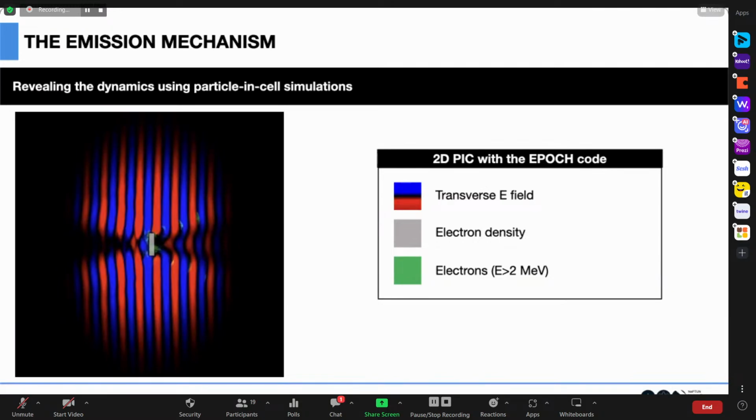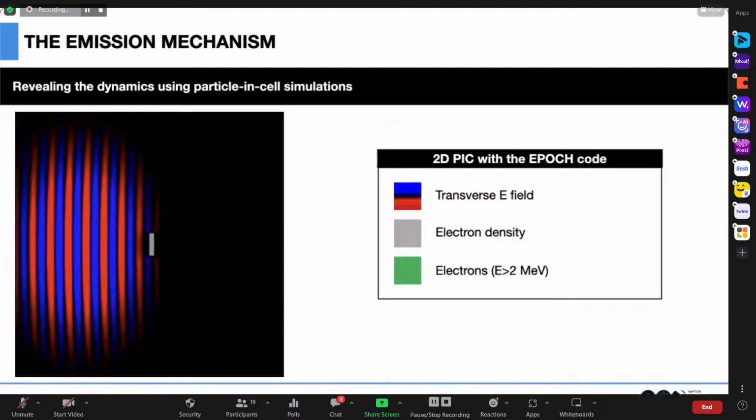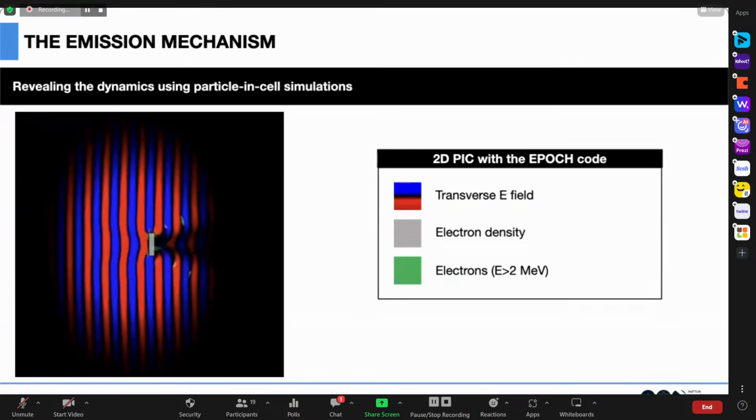The blue to red color scale is the transverse electric field. And the gray object in the middle is the micro rod, where we are looking at it from the top. So this is a 2D simulation. And we also asked the code to color high energy electrons in green, so electrons with energy above 2 MeV would be colored in green. So here is the laser pulse coming.